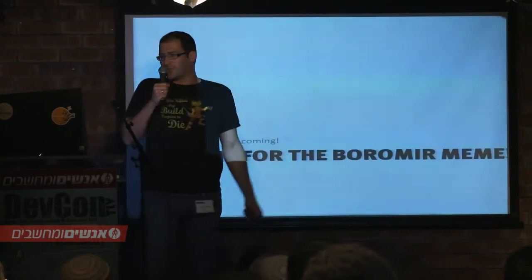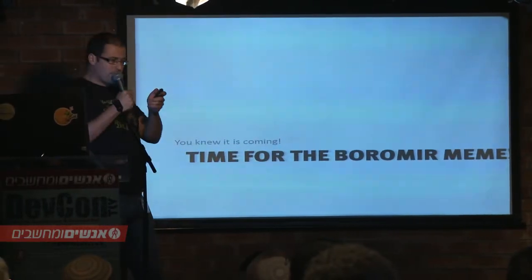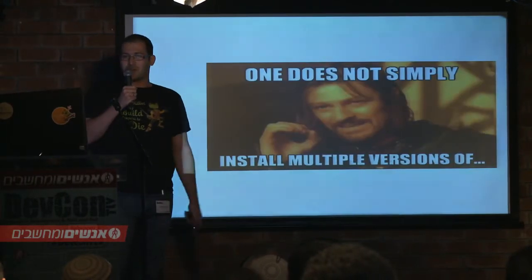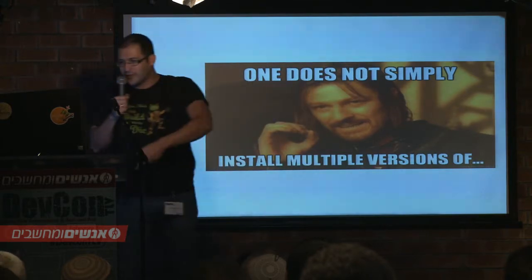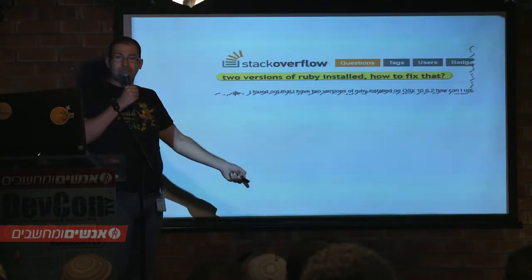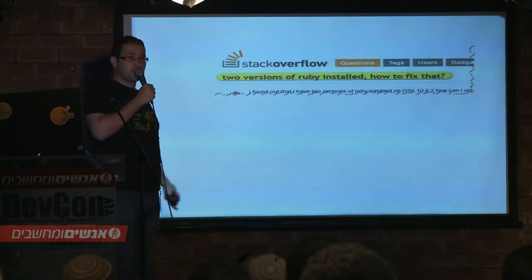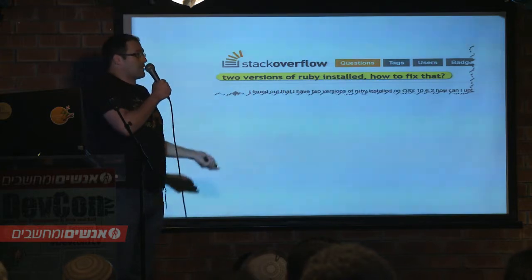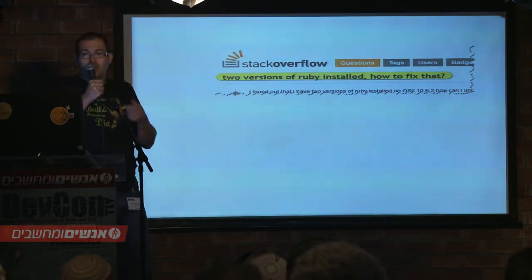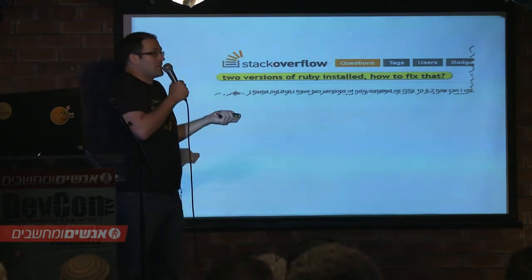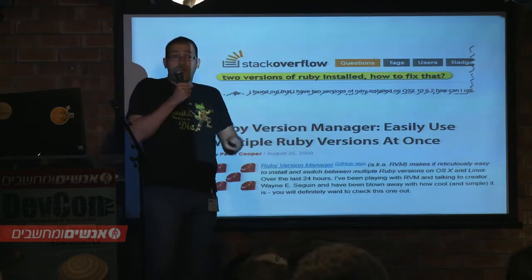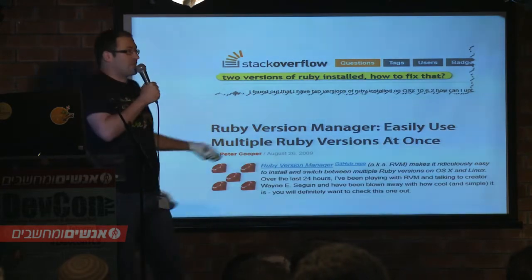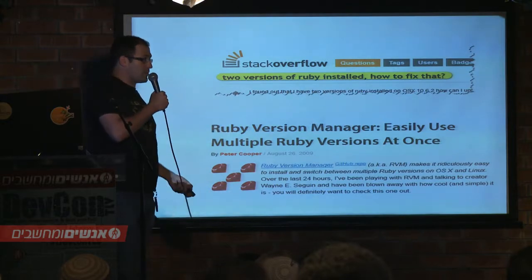Okay, so I know you waited for it, and it's the time for a Boromir meme. Here we go. One does not simply install multiple versions of, let's say, Ruby. So you have two problems. First of all, you may have two versions of Ruby installed and you can't uninstall one without uninstalling another, or you have a hard time installing two different versions for your development process.